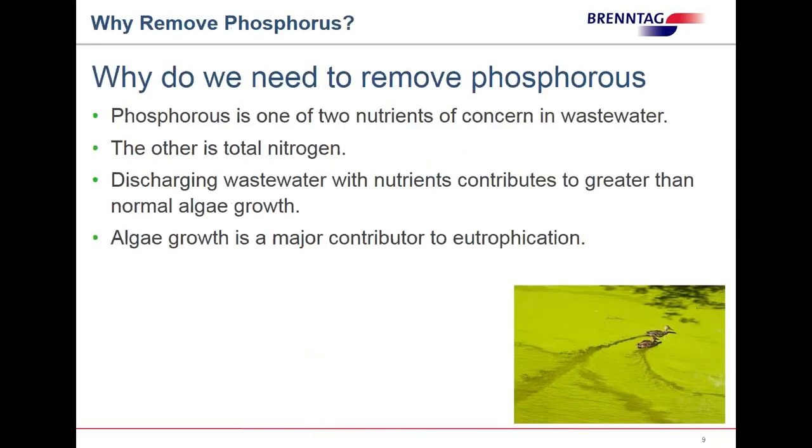So why do we need to remove phosphorus? Phosphorus is one of 2 nutrients of concern in water, the other being total nitrogen. Ammonia, part of nitrogen, exerts a BOD and can be toxic to many fish in amounts as low as 0.02 milligrams per liter. And discharging wastewater with excess nutrients can contribute to excess algae growth, which in turn can lead to eutrophication.